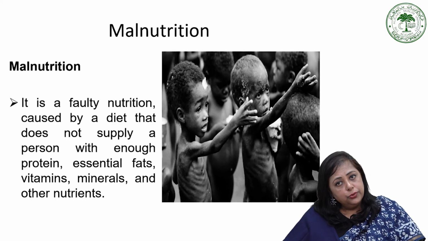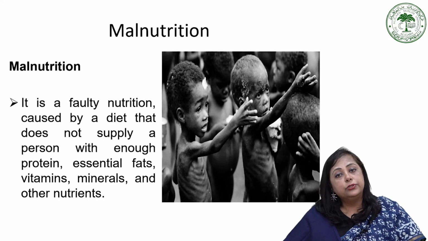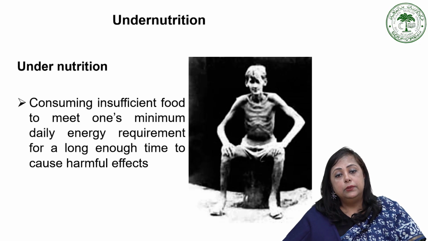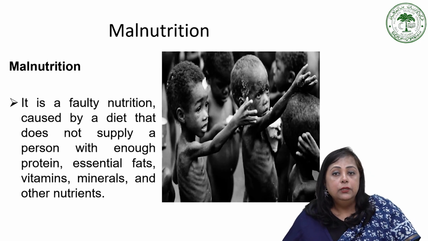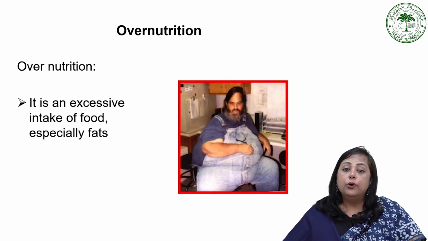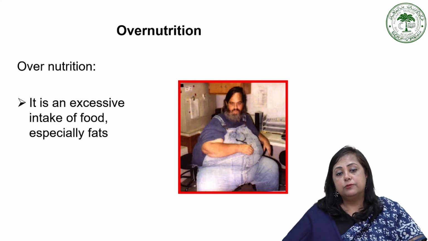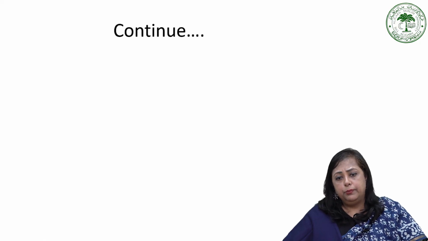So we have people who are undernourished, who are getting food, but it's not enough to maintain the body. Another is malnutrition. Food is there, but it is not the quality food. And there are people who are overnourished. It is an excessive intake of food, especially fats and all. So these are the reasons, these are the causes, these are the issues we have to think about.